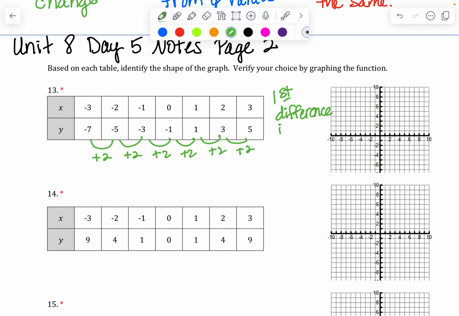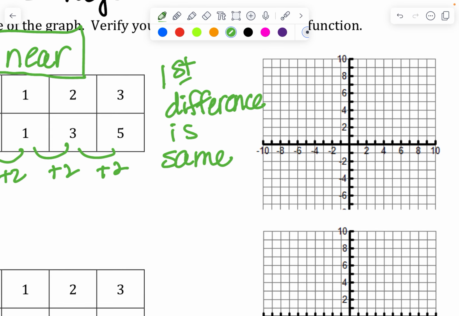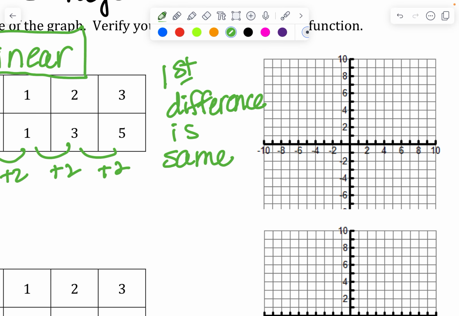Okay, so let's go back to number 14. And let's see what they did here. If you look at your difference, so from here to here, they took 5 away. Here to here, it's -3. Here it's -1. You can see that that difference is not going to be the same. But I'm going to go ahead and finish it because I may need it.